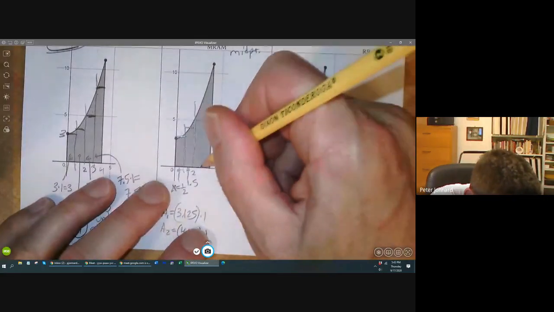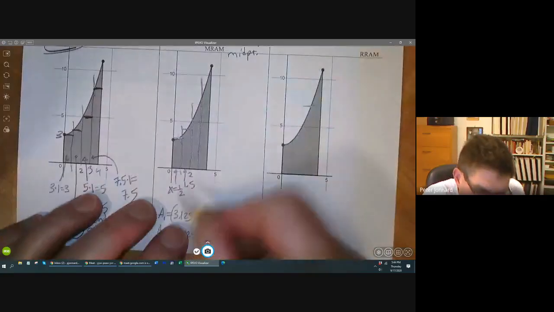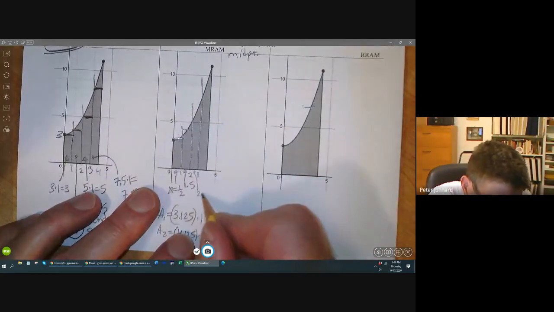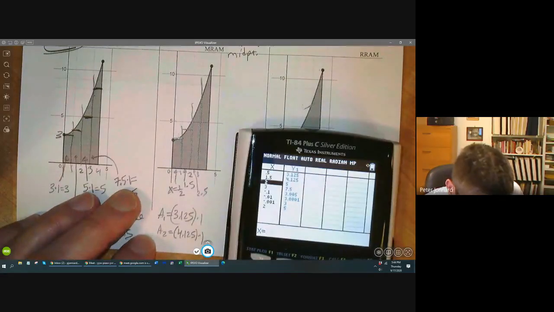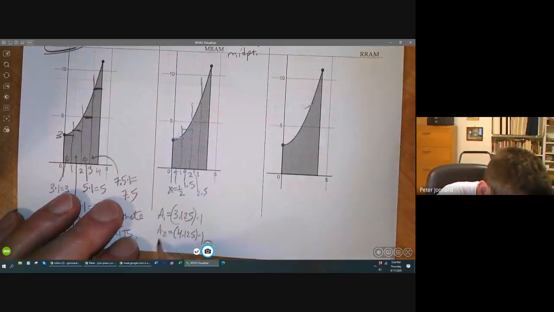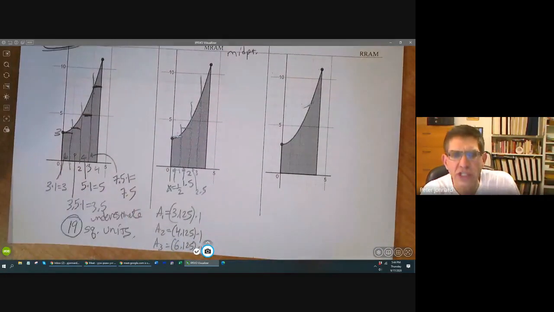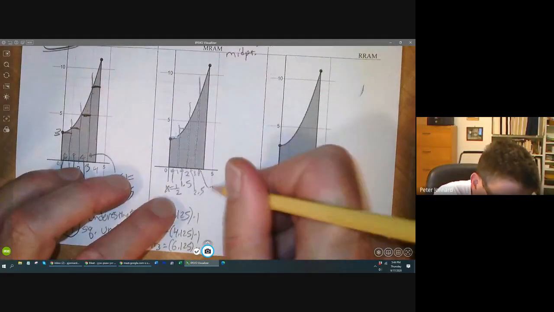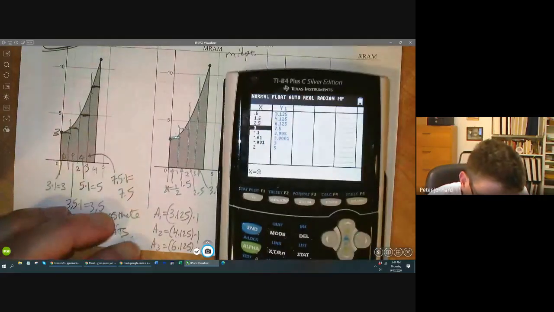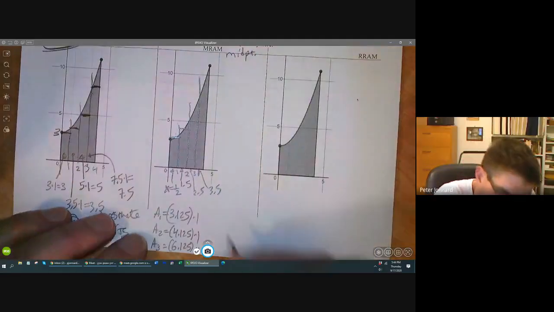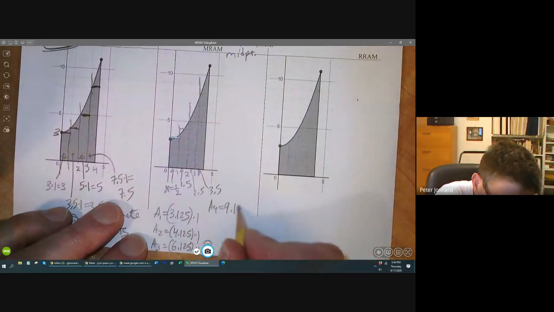Okay, the third rectangle is here. Again, the midpoint in the x direction, that would be 2.5. So if I get my calculator and type in 2.5 in here, I get 6.125. Okay, so the third area is 6.125 times 1, which is just 6.125. And then finally, the fourth one, the midpoint would be 3.5 in the x direction, so 3.5, and that gives me 9.125. That is area 4, 9.125.